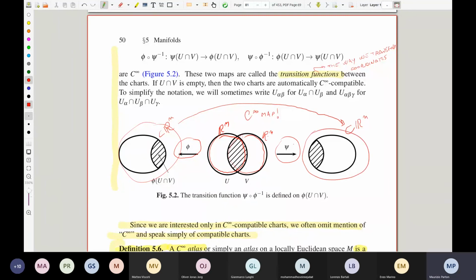Now, we ask for the following. On the intersection of two of these charts, whenever they intersect, of course, there are a lot of charts that are not intersecting with each other, okay? But if they intersect, we ask, and this is the big step making everything else work.